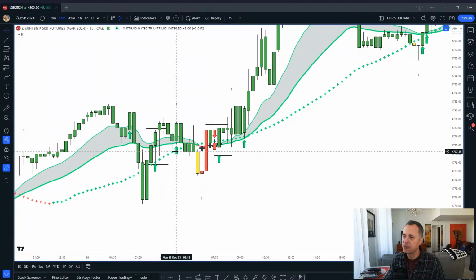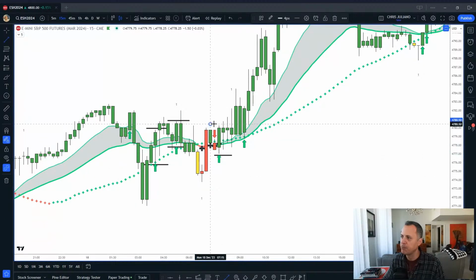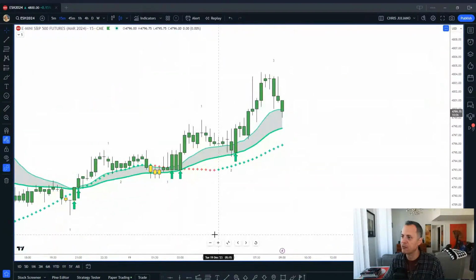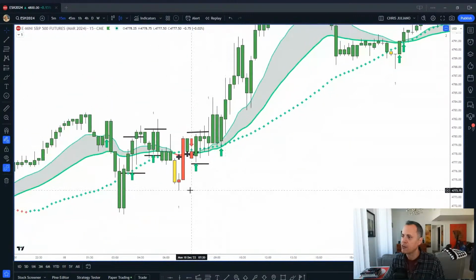Now you can see this signal here also failed, didn't it? Right here, and right there. It got you in and immediately stopped you out. And then this was the big winner. This was the big winner, and it's still going.